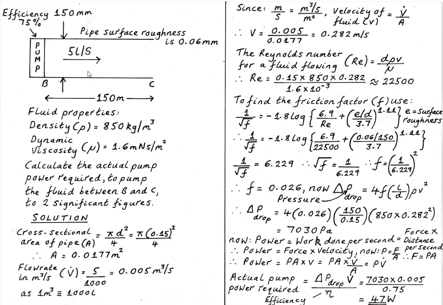There is a fluid flowing through the pipe at a volumetric flow rate of 5 litres per second. The fluid properties are as follows. The density of the fluid given by the Greek letter rho is 850 kilograms per meter cubed, and the dynamic viscosity given by the Greek letter mu is 1.6 millinewton seconds per meter squared.